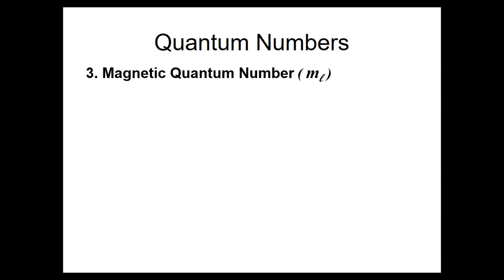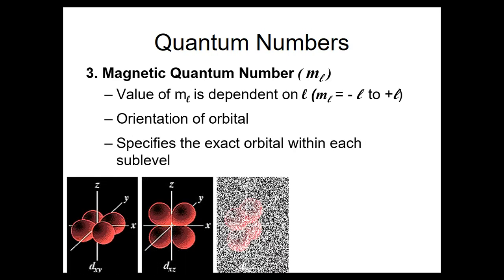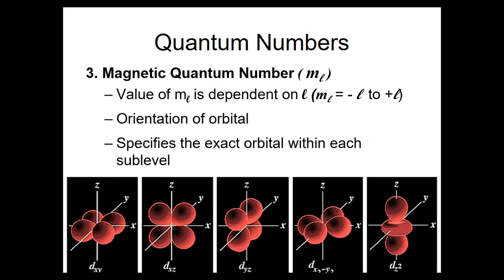Another quantum number is the magnetic quantum number. The magnetic quantum number is dependent on L. So L is dependent on N, M sub L is dependent on L. So M sub L will have values anywhere from negative L to positive L. So I'll go over that. This tells you how the orbital is oriented in space. So it tells you the exact orbital within a sublevel. So we'll be going over this shortly, so don't draw those pictures, but I want to show you how M sub L relates to L.